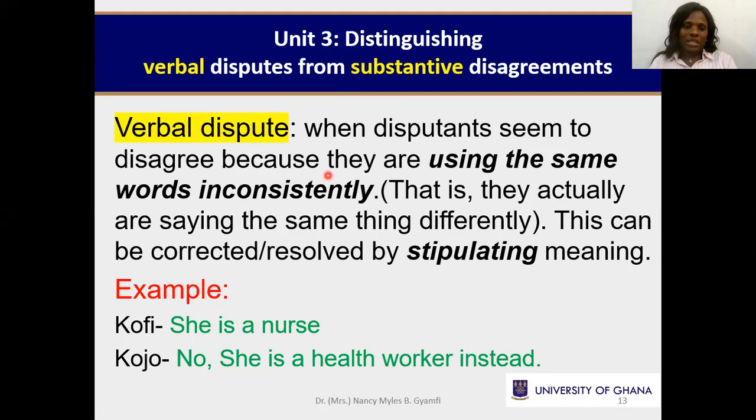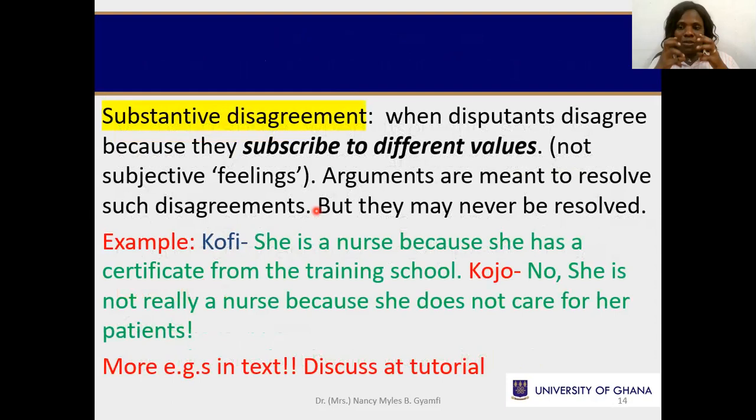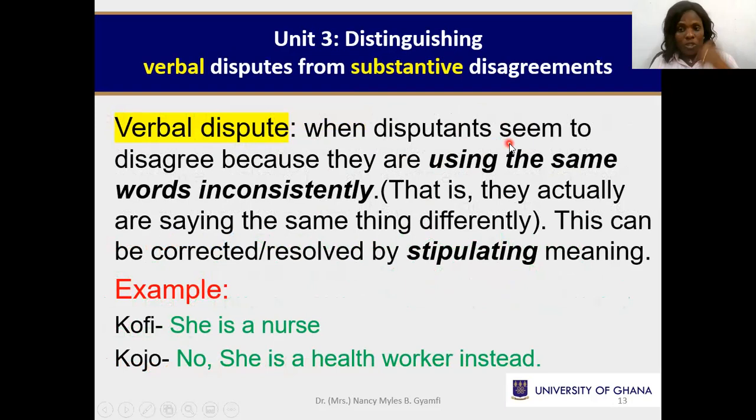Now, verbal dispute versus substantive disagreement. That is the next section in your unit 3, distinguishing between a dispute that is based on language, verbal, and a disagreement that is substantive, based on values, subscribing to different points of view. So let's go back and see. Two people are disputing supposedly, but it seems that their disagreement borders on the inconsistent use of words. That simply means I am using the word in a way that you are not using it, because of perhaps facts that are available to you, etc.